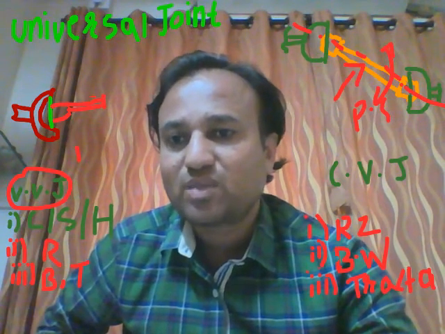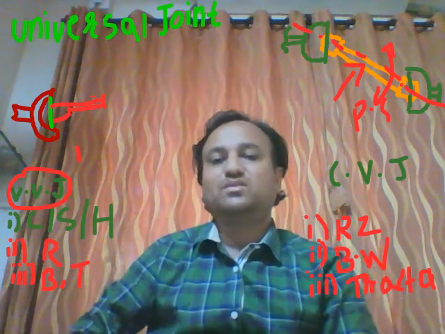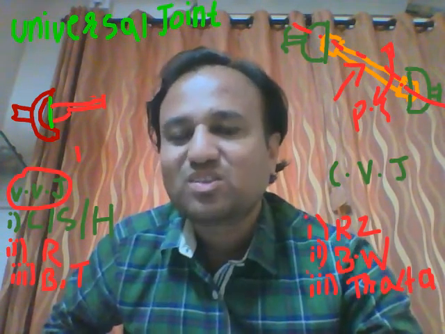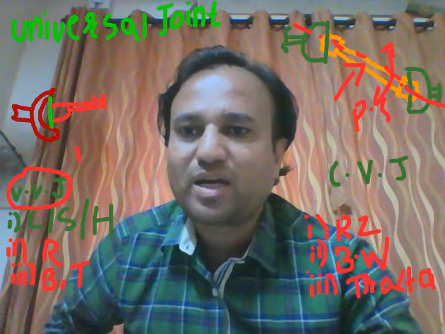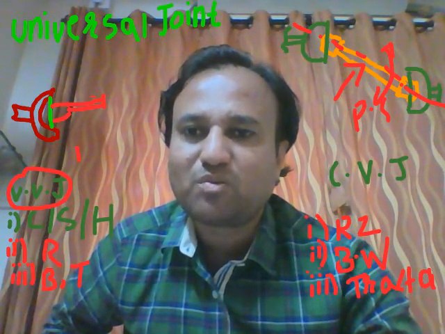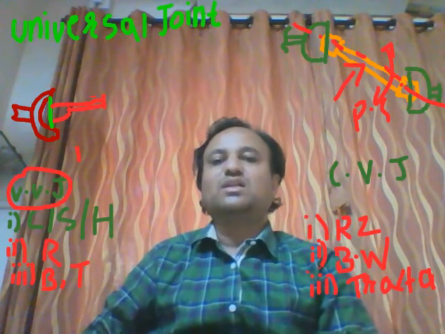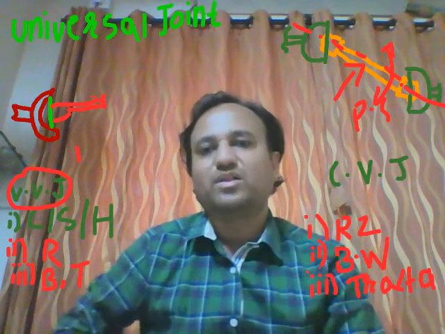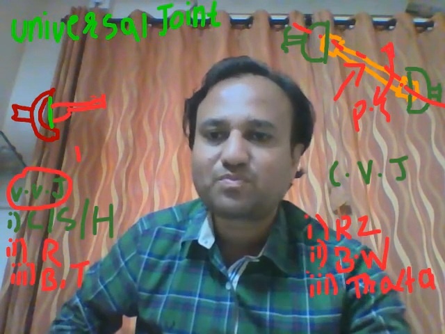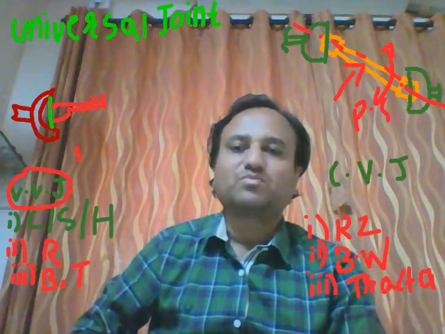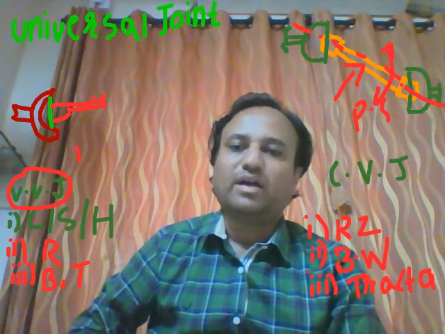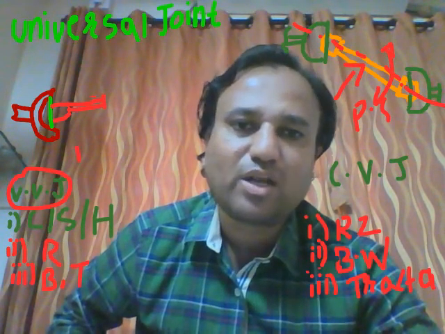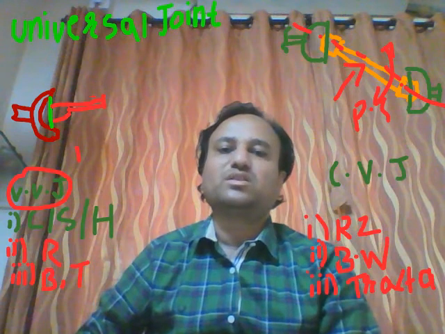First one is the spider type. The first joint is the cross or spider type. C for cross, so it is called the cross type of variable velocity joint, or spider type of variable velocity joint, or it is also called a hook joint. Cross and spider type of joint is also called a hook joint. Second, the ring type of joint, or ring type of variable velocity joint. Third one is the ball and trunnion type of variable velocity joint.